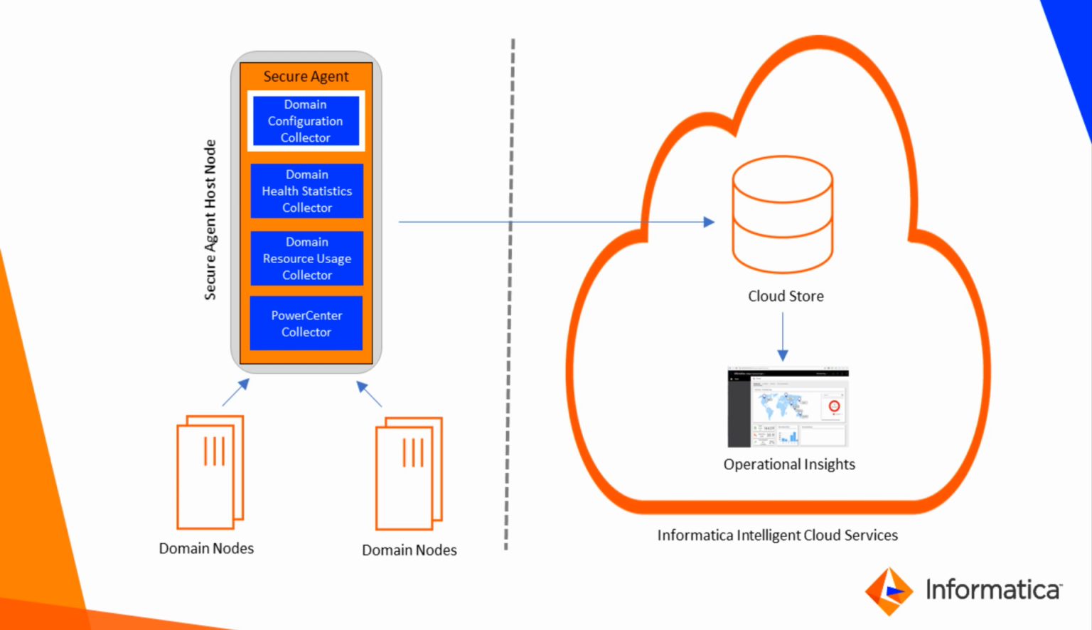The Domain Configuration Collector collects configuration metadata for the domain and all domain assets, including the system configuration for each node. The Domain Health Statistics Collector gathers availability statistics for domain assets, including nodes and application services. The Domain Resource Usage Statistics Collector collects CPU and memory consumption data for domain nodes. Finally, the PowerCenter Repository Collector collects runtime workflow and session metrics from PowerCenter repositories within the domain.